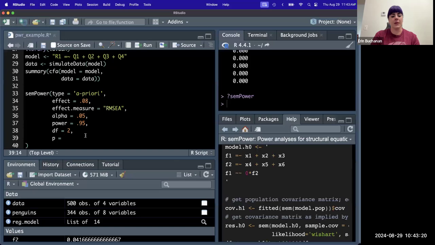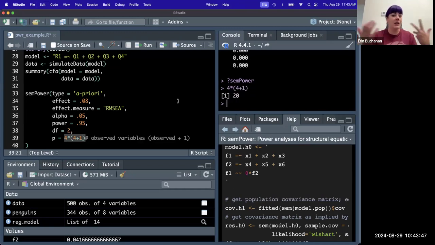So it's observed variables times observed plus 1. Okay. So we've got 4 questions times 4 plus 1 as our observed. All right, this is sort of SEM specific. So we actually have 20 possible parameters that we can estimate. And with degrees of freedom 2, we're estimating 18 of them.